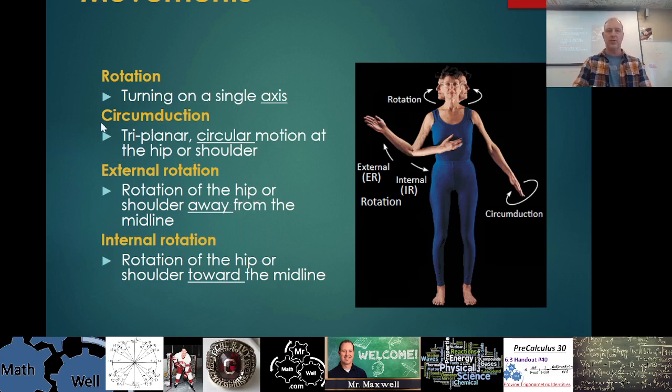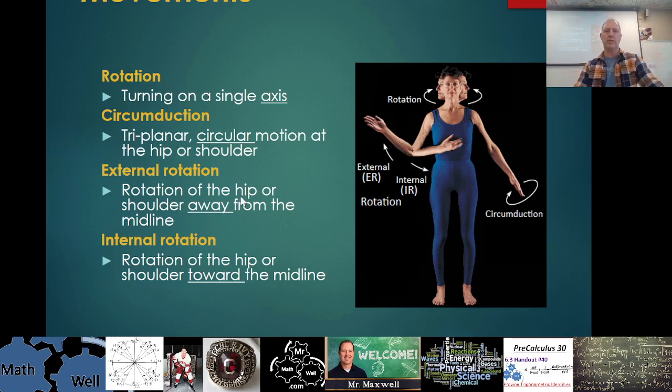Circumduction. Circum, think about a circular motion. A triplanar circular motion at the hip or shoulder. So you think about this. If you move your arm out like this, I guess that would be the circumduction, circular motion at the hip or shoulder.